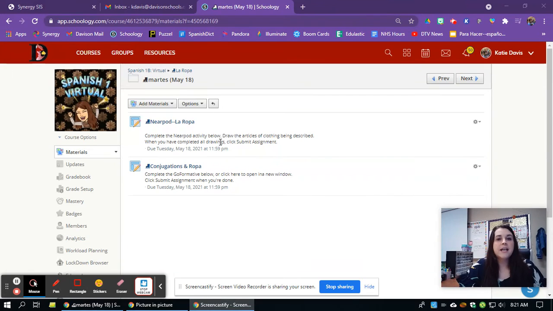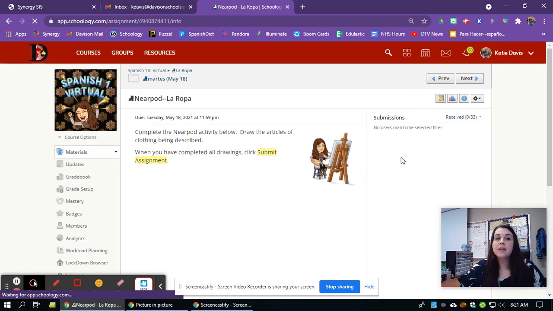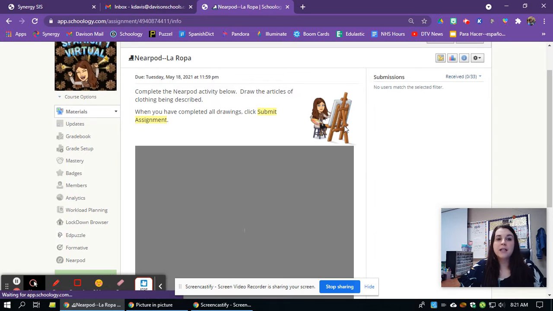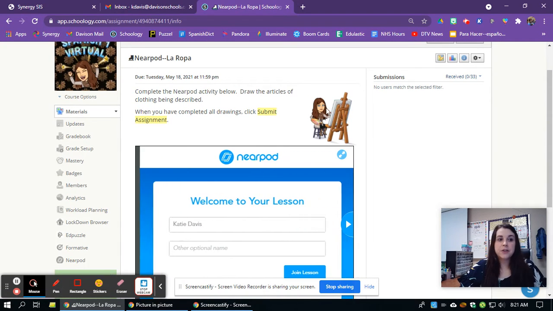Amigos, here are your directions for today, el 18 de mayo. So we're going to practice our clothing and color words with Nearpod. And for Nearpod, it's kind of similar to what you did yesterday with the stick figures.